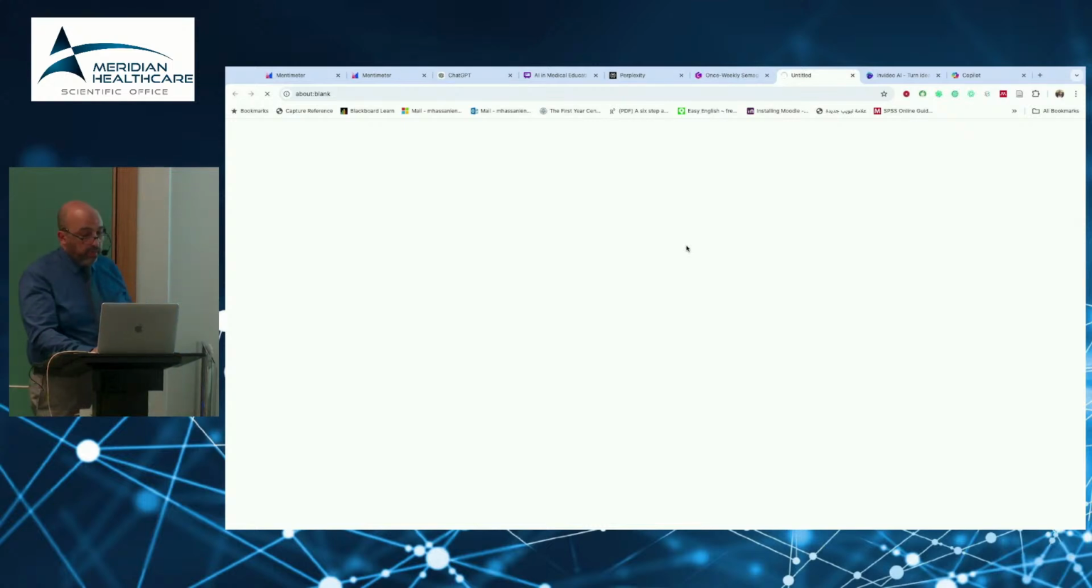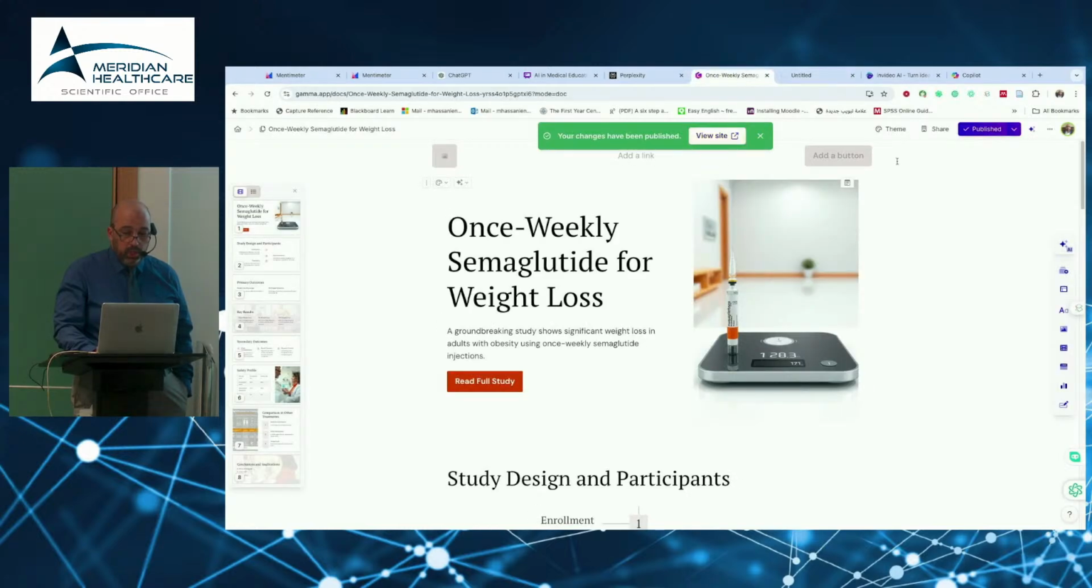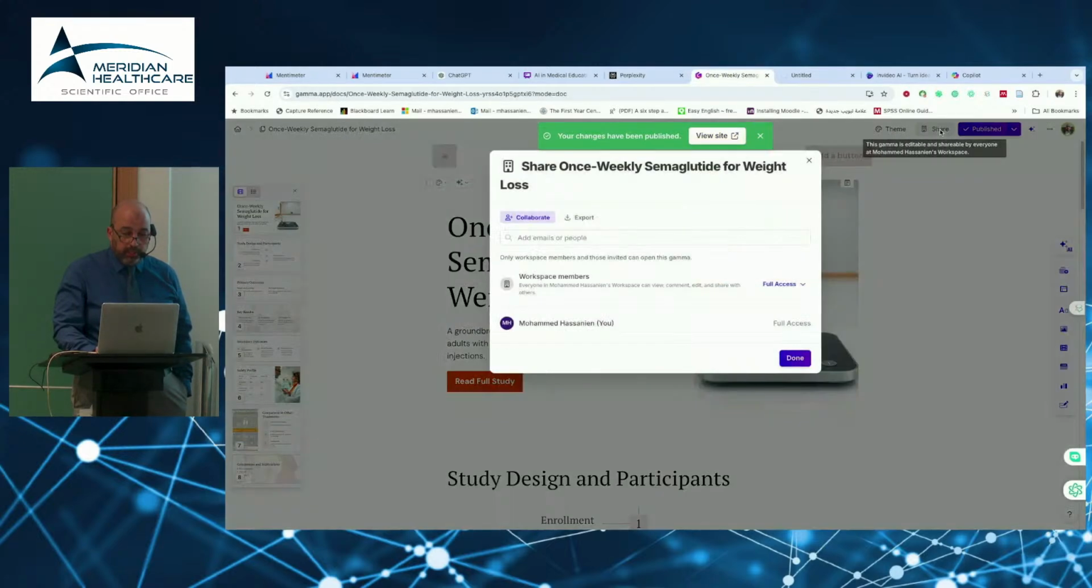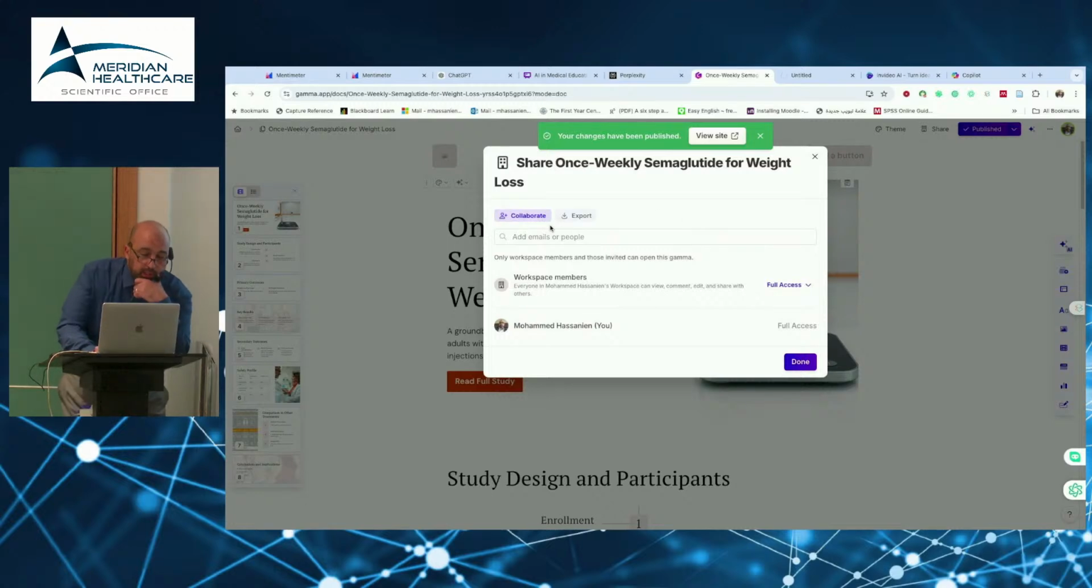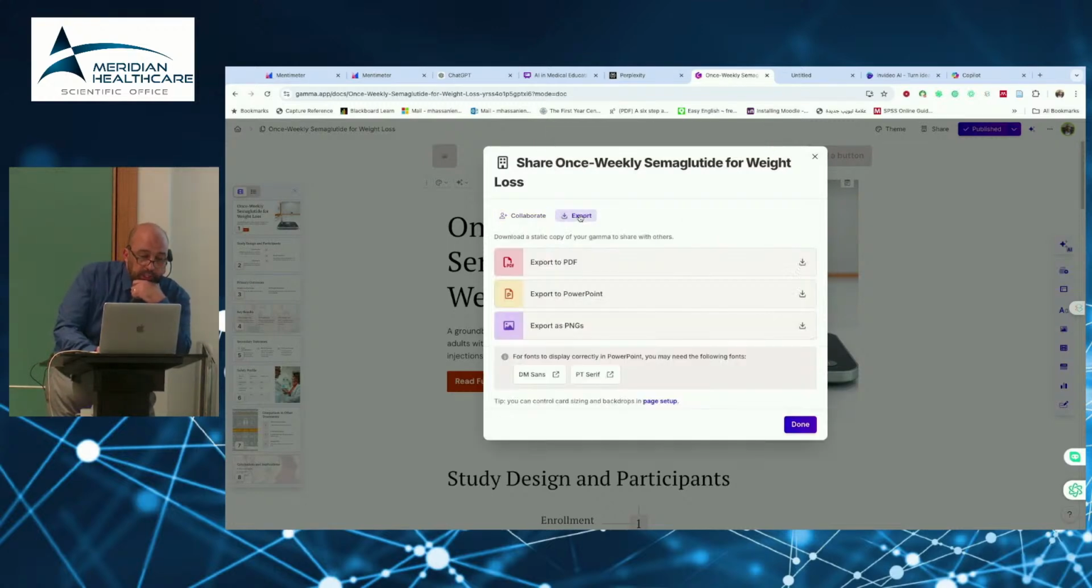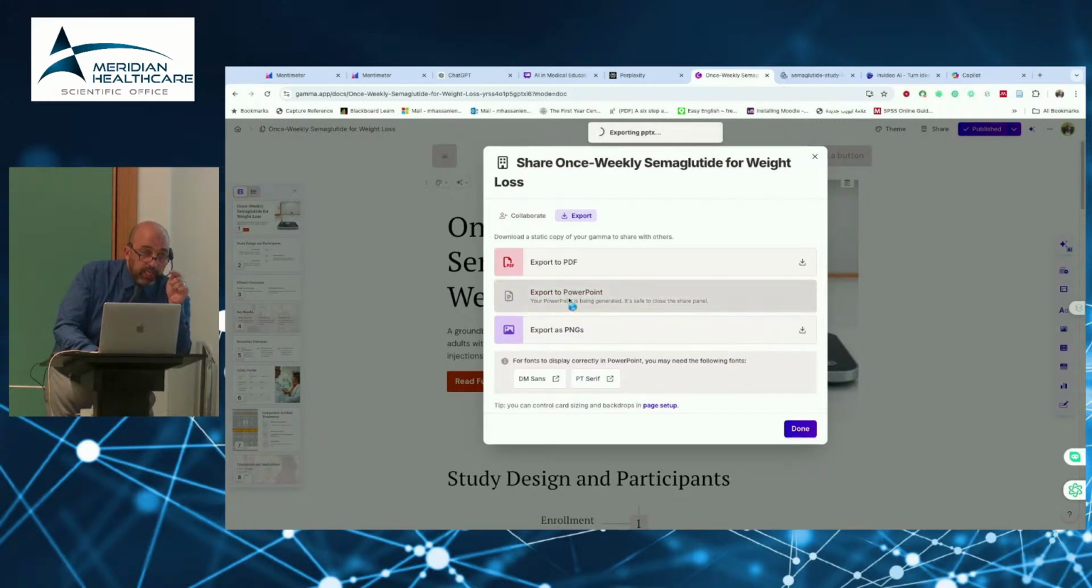So this is a way to generate a PowerPoint presentation or a website using AI. Once it is published, here also you can share it, and on sharing it, you can export it, and it will ask you again if you want to export it in the form of PowerPoint. So you can download it as a PowerPoint presentation, and by this way you use it as a website and a PowerPoint presentation.